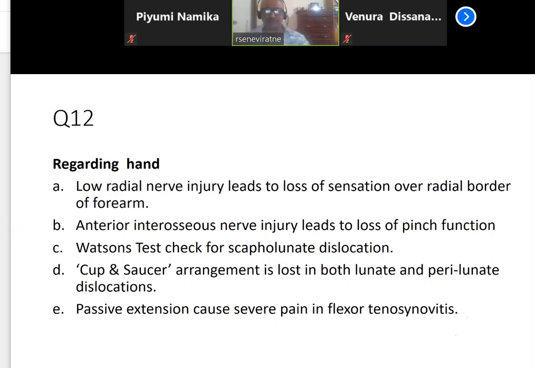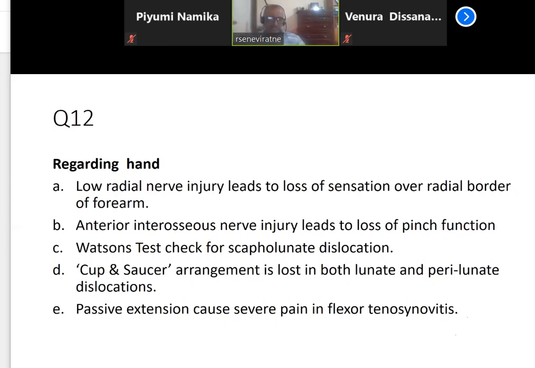So that gets disturbed in certain situations. When you think about saucer and cup, this arrangement is lost in lunate dislocation, but in perilunate dislocation, this is there, and only this part is gone. The apple is disturbed. There is a diagram I'll show you in a little bit.